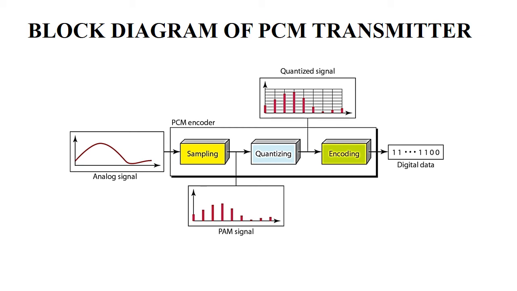Then the quantized signal is represented by a finite number of digits. For example, if there are 3 bits, it will be represented by 2 power 3 equal to 8 quantization levels. So this is the encoded signal, and it is called the PCM signal.